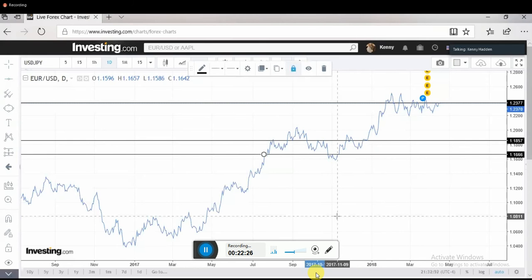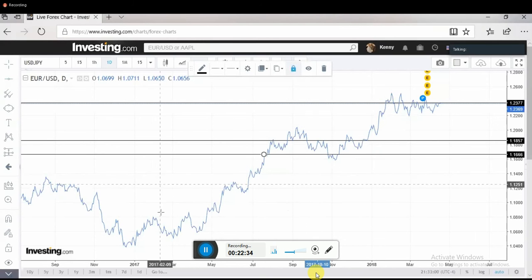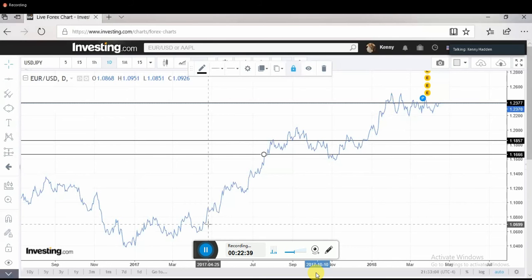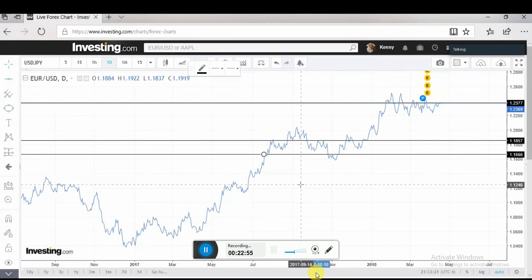So when drawing my support and resistance lines, I don't worry too much about how far back they go, because if it's a support and resistance line right now, somewhere back in history, it was support and resistance. This is pretty good.